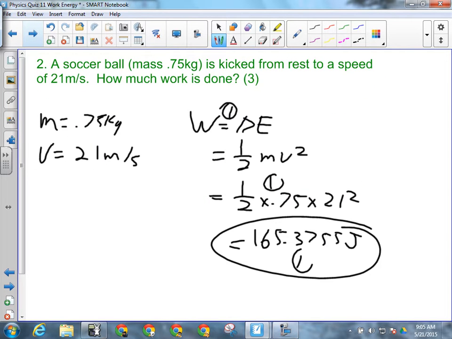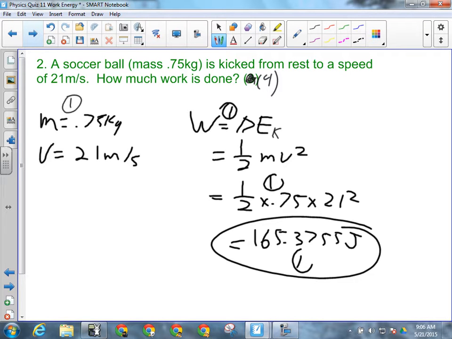All right, soccer ball, mass 0.75 kilograms, kicked from rest to a speed of 21 meters per second. How much work is done? All right, so 1 mark for givens, and we're going to say this one's out of 4 as well, guys, because I've got 4 marks on here. I don't know why there's a 3 there. So mark for givens. They've got work is the change in kinetic energy. They can have a mark for that.